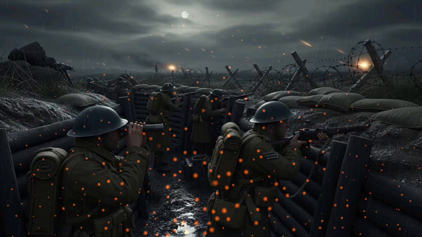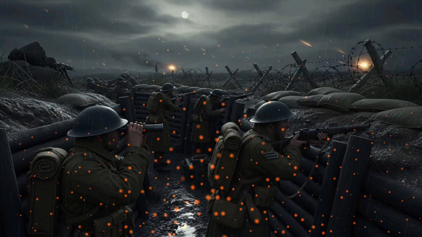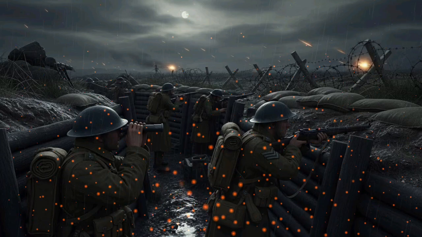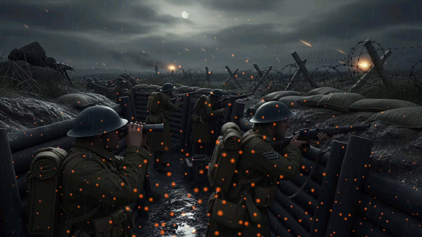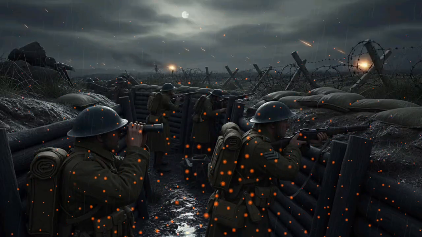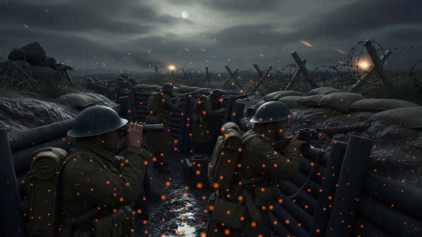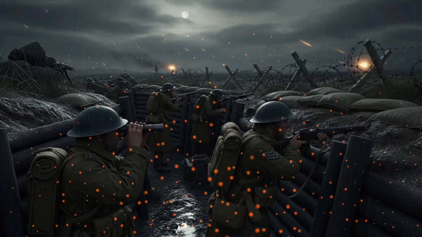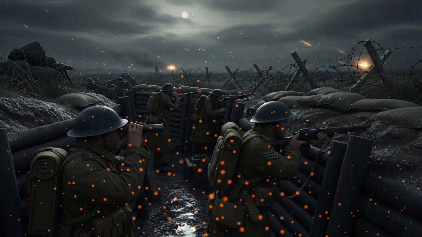The psychological strain of trench warfare was immense. Continuous bombardment, witnessing the deaths of friends, and the constant threat of attack led to shell shock, a term used to describe the emotional trauma suffered by soldiers. Many struggled with fear, anxiety, and fatigue that lasted long after leaving the front lines.